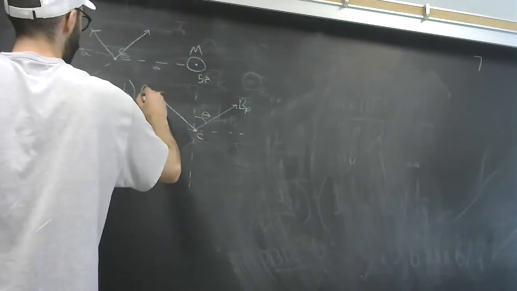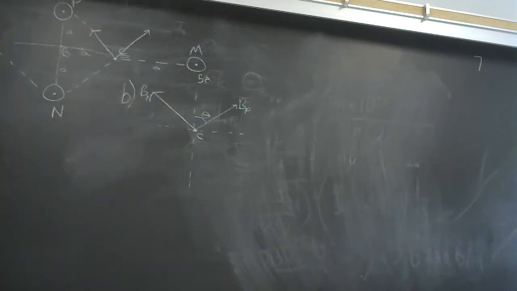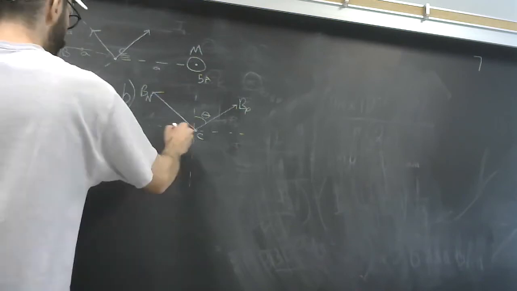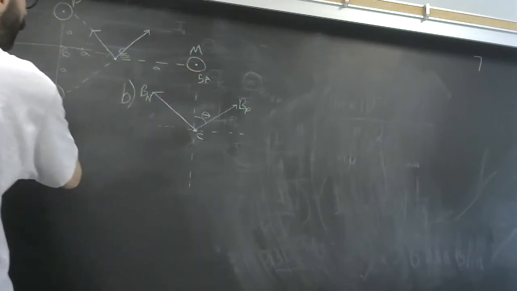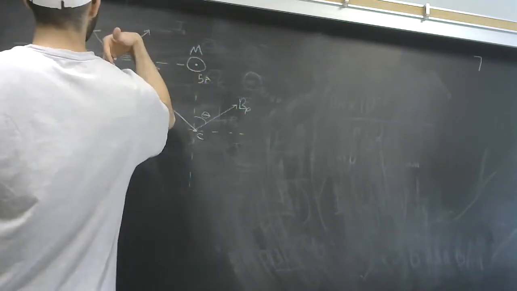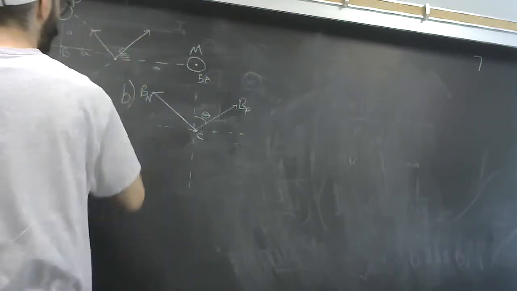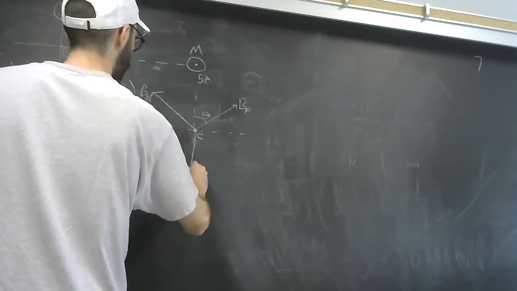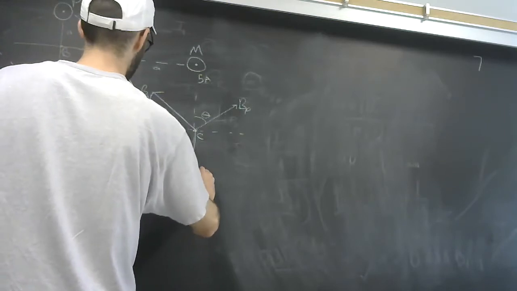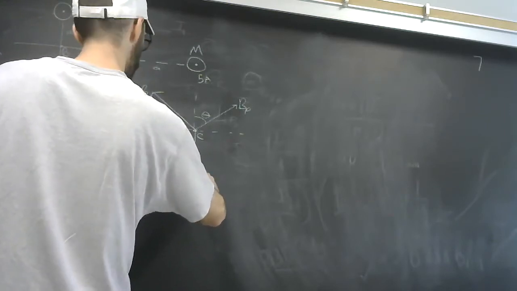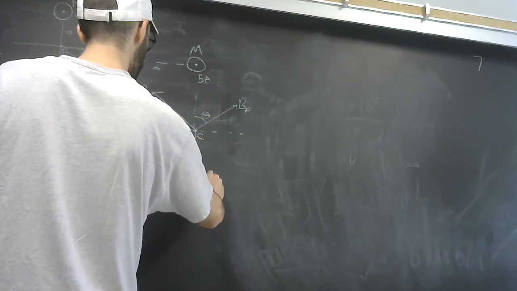So this is B_N. All right. Next, we're going to look at the effect of point M. Thumb, fingers perpendicular to the shortest distance, pointing straight down. Let's call that B_M.